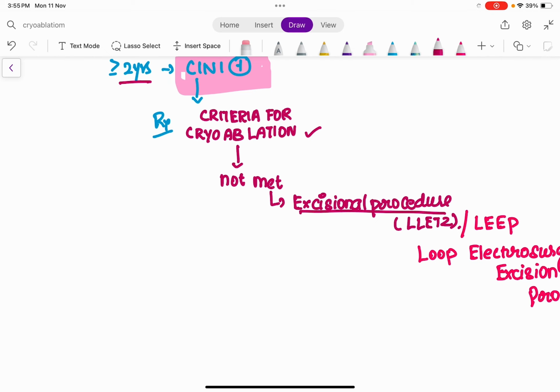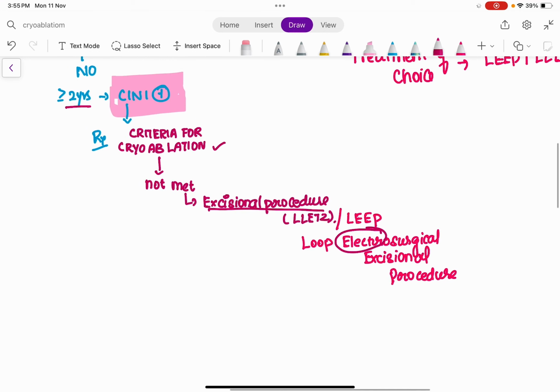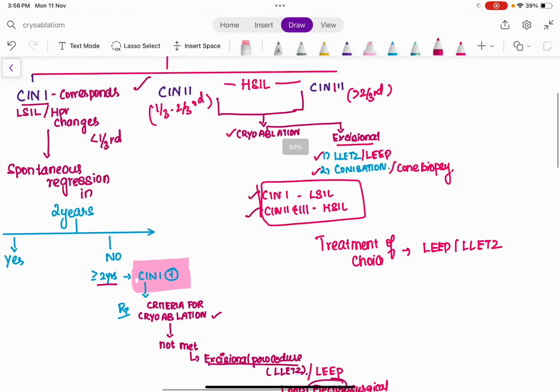And what are these excisional procedures? Those are LLETZ and LEEP. LEEP stands for Loop Electrosurgical Excisional Procedure. With the help of electricity, you perform an excisional procedure in which you excise the abnormally looking cervical tissue. Is that clear? So there are certain criteria for cryoablation. If those criteria are met, you do cryoablation. If the criteria are not met, you have to do some excisional procedures such as LEEP or LLETZ. So this is all about CIN1.